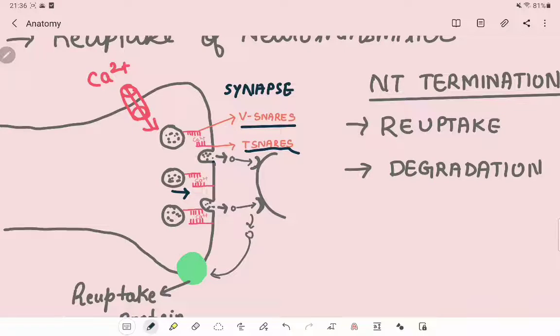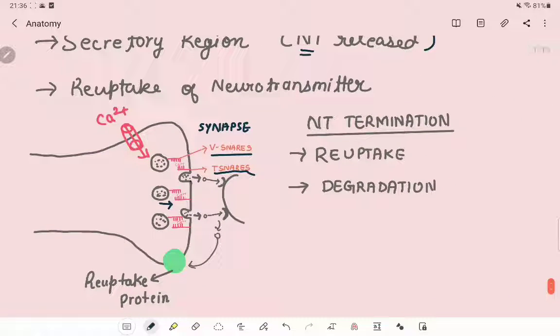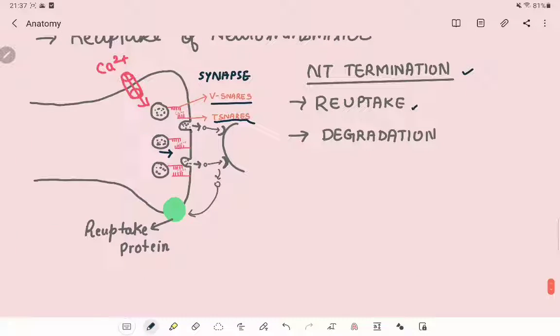This is the synaptic cleft. Once it reaches the receptors located on the dendrites of the next neuron, it starts showing the similar neural signal on the next neuron. How the action of the neurotransmitter terminates: it can be reuptaken by the same neuron or it is degraded. The mechanism of reuptake is very important.